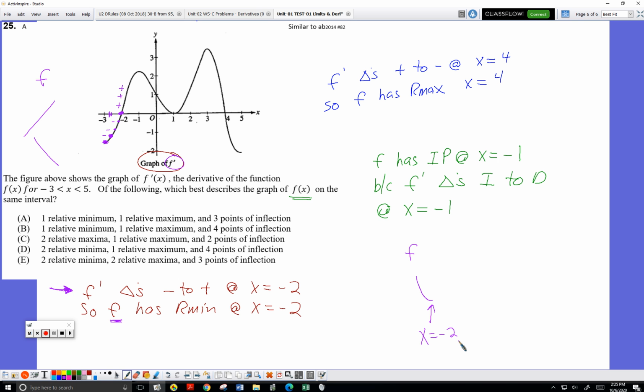Now right here, just say it out loud, f's going up. That's a relative min on f. Does that help at all? Yes. Okay. If it doesn't, you can always say no. It makes sense. Okay. Yeah, that's what this means.